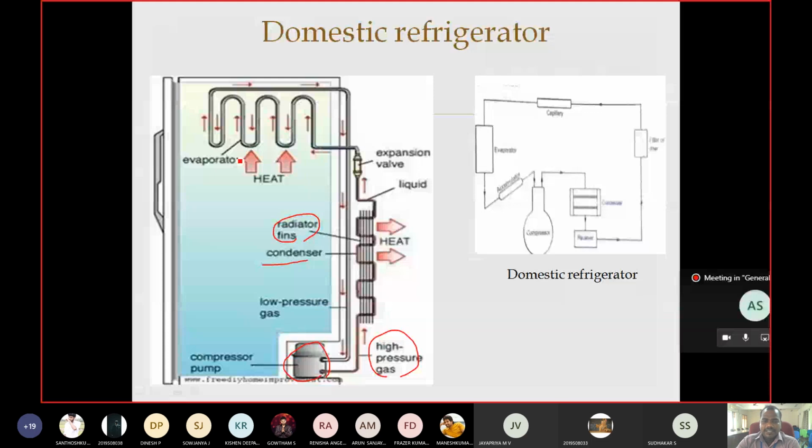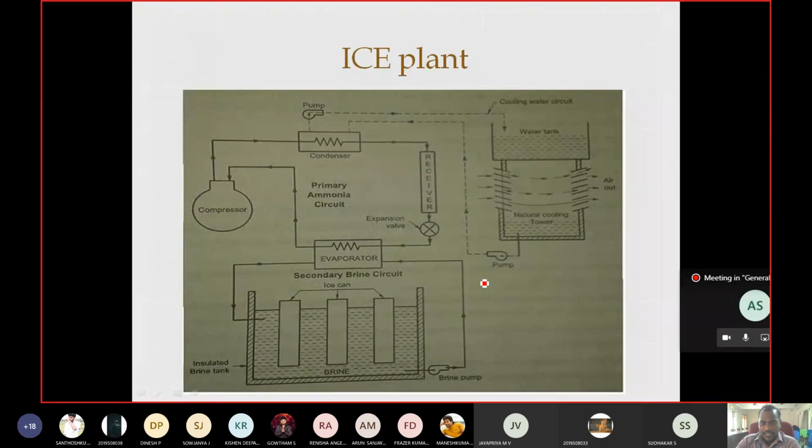Then again this low pressure gas is passed through the compressor. We know the function of the compressor: the low pressure gas is compressed into high pressure gas. Then there is a cyclic process again. You can refer to this. So this domestic refrigerator is a working application of our VCR system. Then another application of refrigeration is ice plants. This is the circuit diagram of our ice plant.